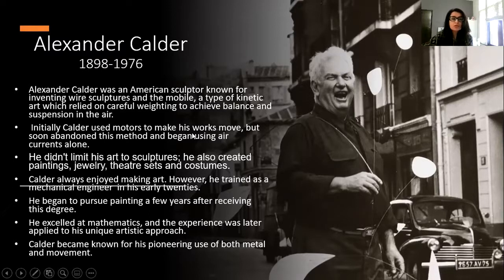He always enjoyed making art, although he was a trained mechanical engineer in his early 20s. He began to pursue painting a few years after receiving the engineering degree. He excelled at mathematics, and the experience was later applied to his unique artistic approach. So he's basically known for his pioneering use of metal and movement.